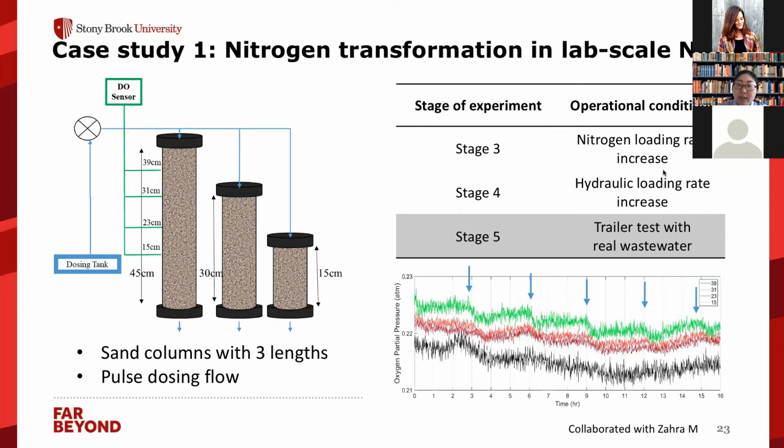We increased the nitrogen loading and hydraulic loading at stages 3 and 4 respectively, and at stage 5, real wastewater was fed to the columns to investigate the system performance. Thus, the application of synthetic or real wastewater was used to demonstrate the ability of sand columns to achieve high levels of nitrogen removal. We also placed oxygen sensors at 4 depths in the columns to monitor the DO levels, which were kept below 2 micrograms per liter by purging with nitrogen gas.